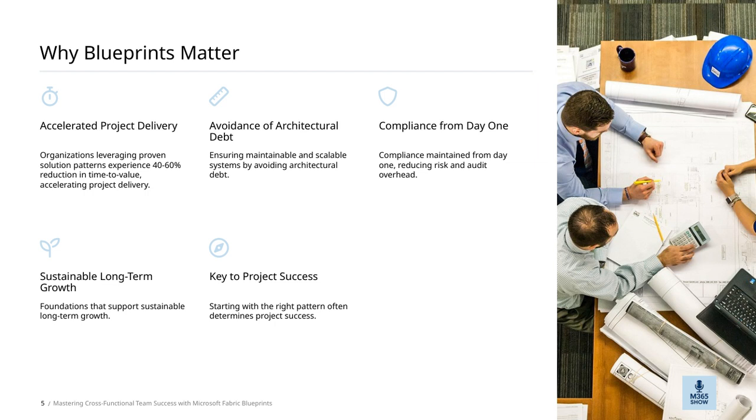And here's a compelling point. Organizations that leverage proven solution patterns, like those provided by Microsoft Fabric blueprints, see a 40 to 60% reduction in time to value. That means faster project delivery, quicker benefits, and a more agile approach overall. So, in the big picture, mastering these blueprints helps us deliver better, faster, and more reliable solutions that support long-term success.